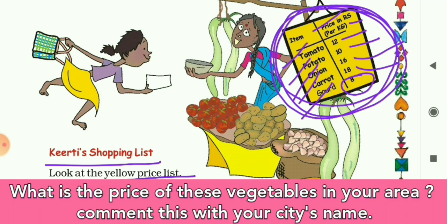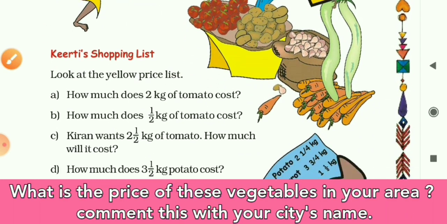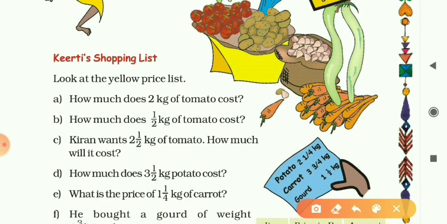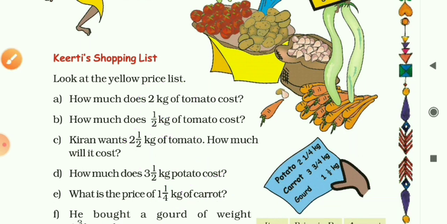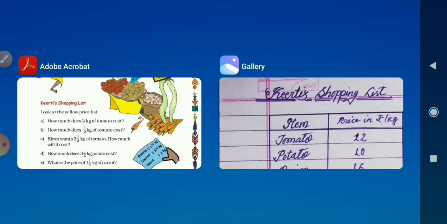So in this way you have to properly study the table, then you can solve some questions. So now come to the questions. How much does 2 kilogram tomatoes cost? Half kilogram tomatoes cost? And here we have 2 whole 1 upon 2 kilogram of tomato. Here we have 3 whole 1 upon 2 kilogram potato. Here we have 1 whole 1 upon 4 kilogram carrot, and in this way we have many questions. So one by one we will solve all these questions. So here I have the solution of all these questions.